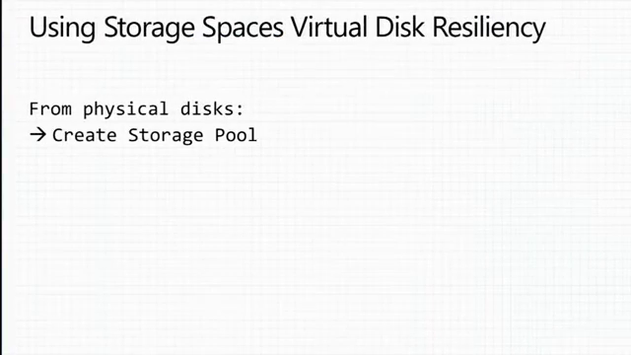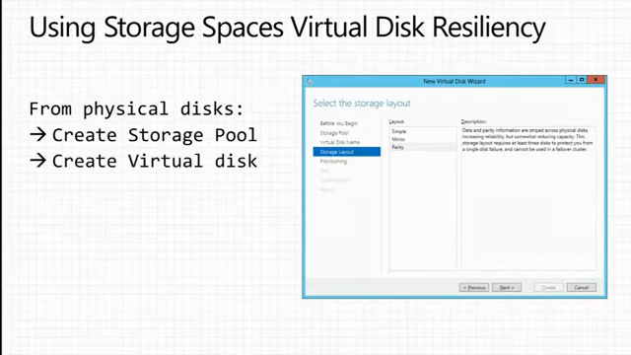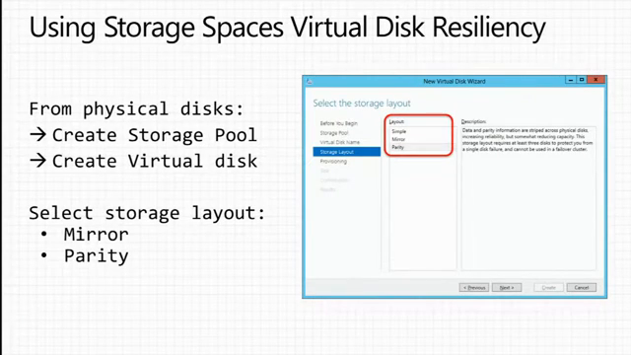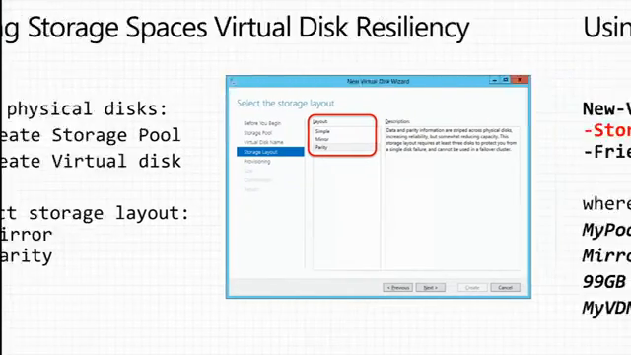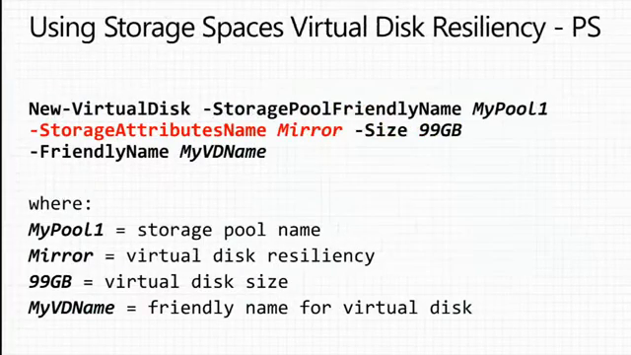All right, so how hard is this to do? Let's take a look. So in Server Manager, as Jim said, you can create pools of disks, throw in a bunch of disks, create a pool, and then to create a virtual disk, there's a wizard for it. This is all you have to do to make that virtual disk resilient. Select the storage layout, choose mirrored, choose parity.